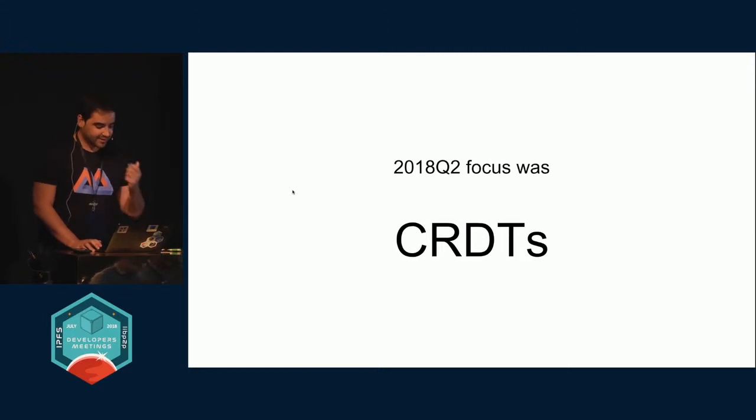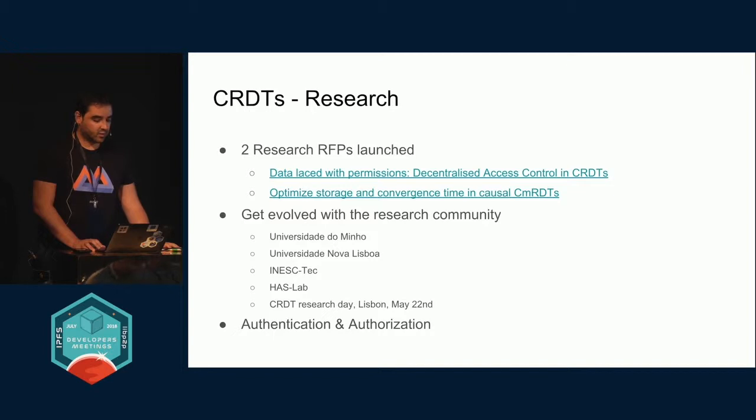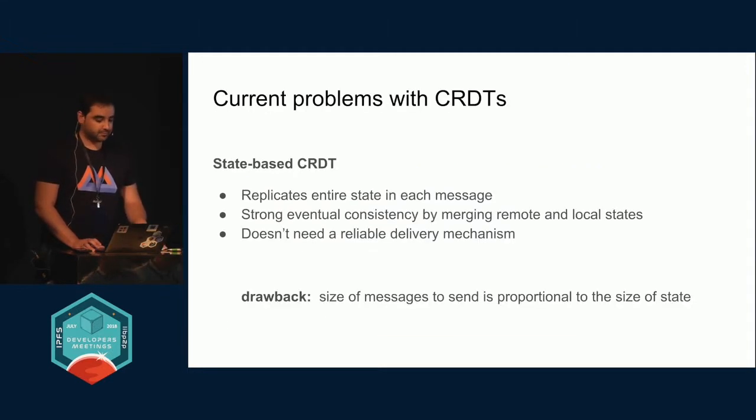Okay, let's back up. Our focus in this second quarter was CRDTs. We made a lot of investment in researching CRDTs. We actually made 2 requests for proposals, and there are 2 links there if you want to check it out and propose a solution for the problems that are there. Also, we get a lot of involvement with the research community, with some universities and some research centers as well. And we have also researched a lot of topics around authentication and authorization.